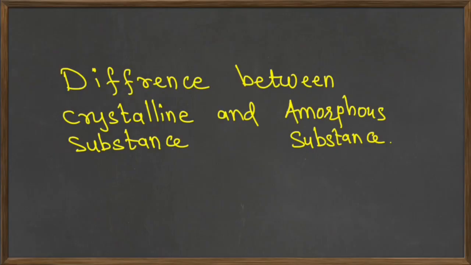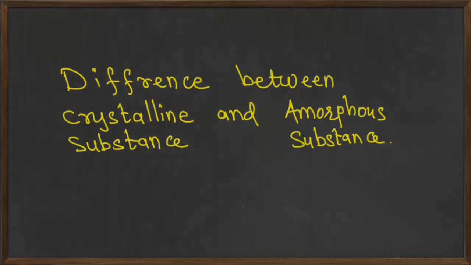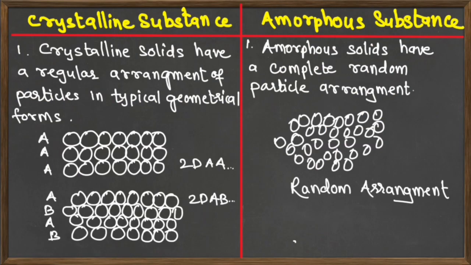Okay, now let us go for the next point, that is difference between crystalline substance and amorphous substance. So here on one side we have crystalline substance, on another side we have amorphous substance. The first point of difference is, number one, crystalline solids have a regular arrangement of particles in typical geometrical forms. For example, here I have shown a two-dimensional arrangement of AA type of molecules and a two-dimensional arrangement of AB type of molecules.